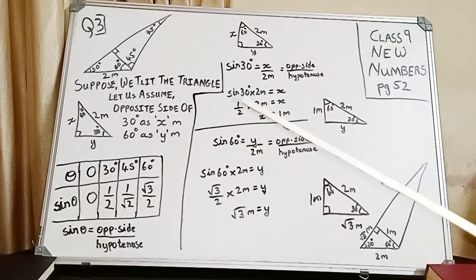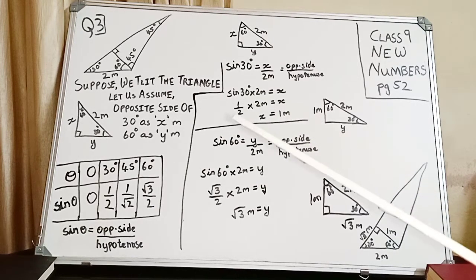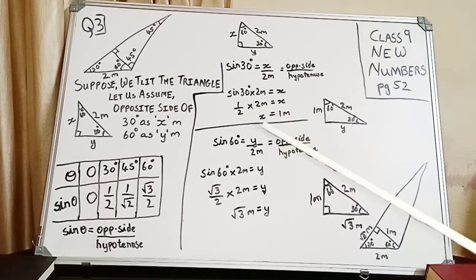Okay, so half into 2 m is equal to x, and the denominator and the numerator 2 will get cancelled, and you will get x is equal to 1 meter. So you have got this side, x is equal to 1 meter. Okay, now you need to find out what is y.